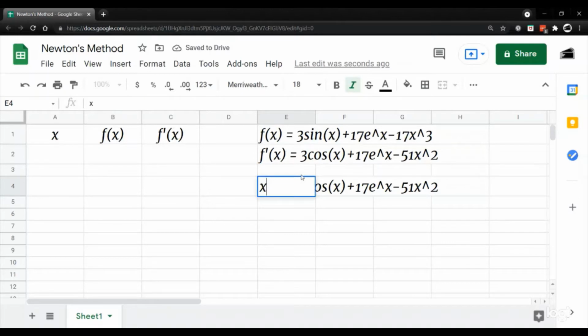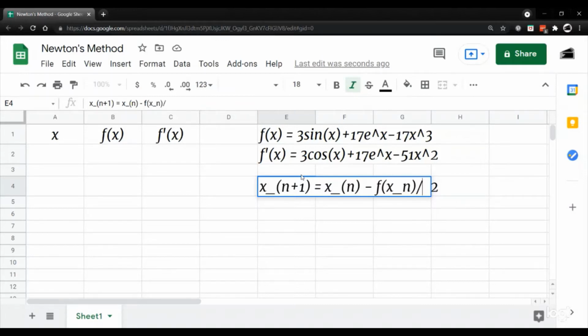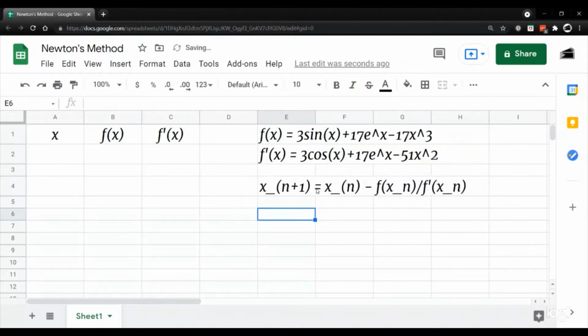That formula is x sub n plus 1 is equal to x sub n minus f of xn divided by f prime of xn. If this is not a format that makes sense to you, check out the last video. I go into more depth on this, in a way that is easier to write. However, in Excel it's kind of difficult to write fractions in a way that makes sense visually.